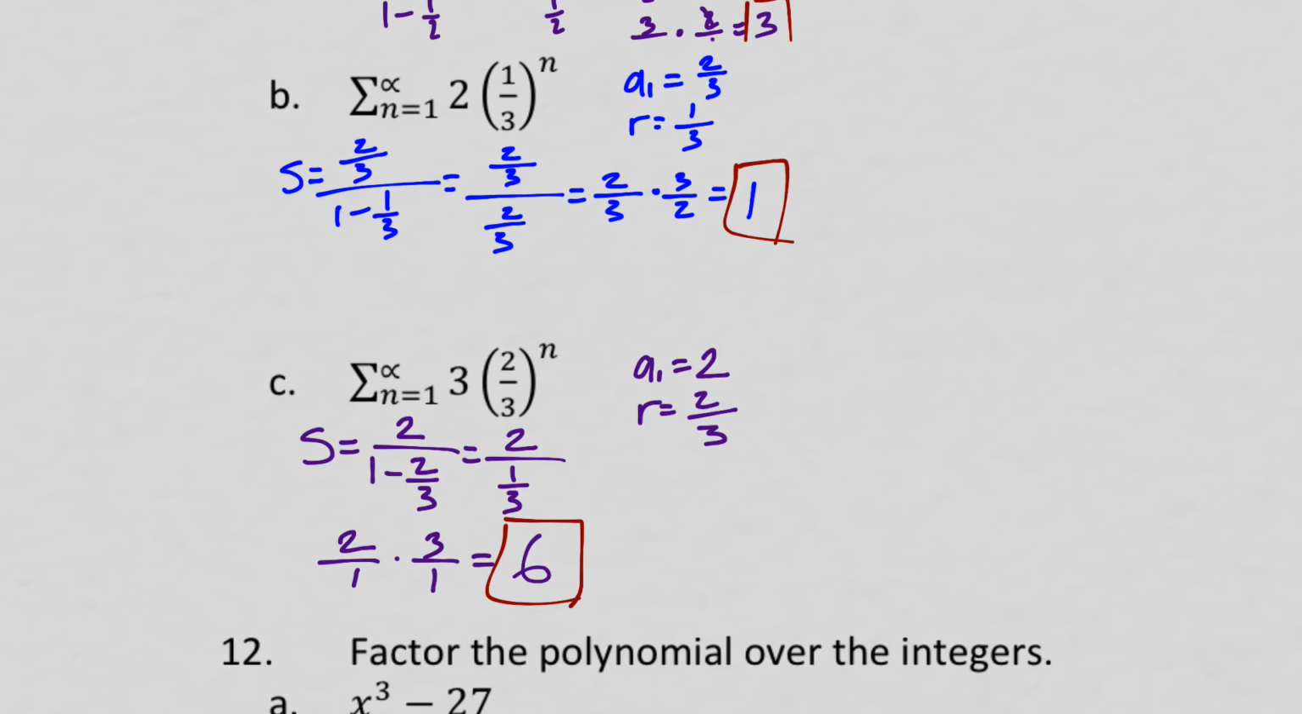Alright, so here you go. These are the correct answers for B and C. In B, a sub 1 is 2/3. I got that by plugging in right here. So it's 1/3 to the 1 power times 2. So 2 times 1/3, which is 2/3.